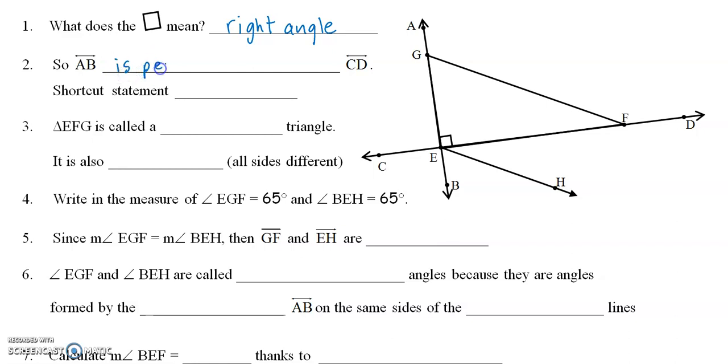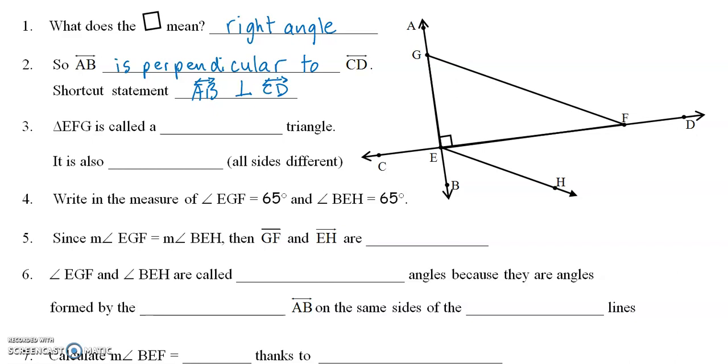And that word perpendicular is basically kind of like the cousin to parallel. Perpendicular lines meet at a 90-degree corner. And the shortcut statement is to say that line AB, and our symbol is an upside down T, is perpendicular to line CD.